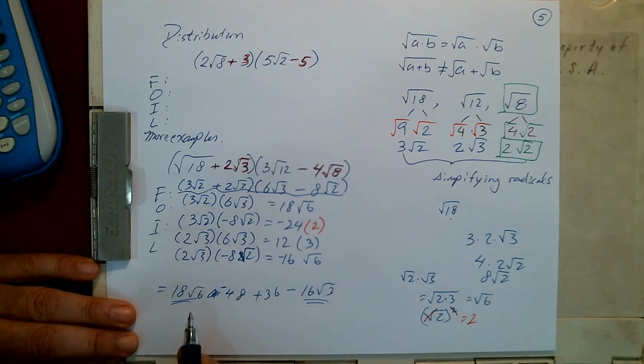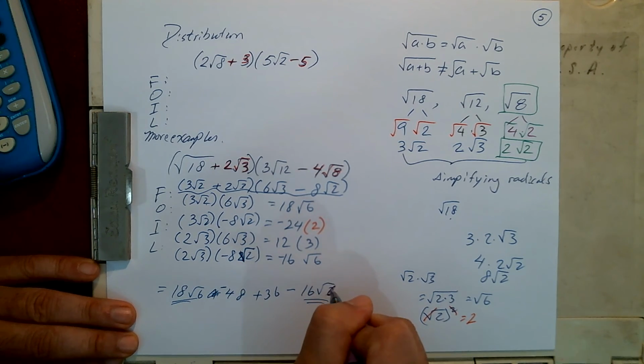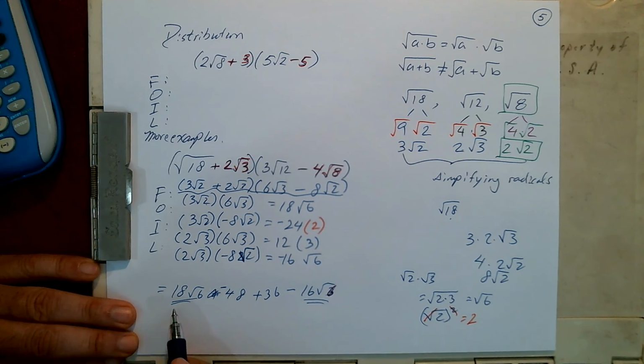These are like terms. 18 root 6 minus 16 root. No, these are not like terms. Oh, these are like terms. I miswrote it. Sorry about that. What's a root 6? So 18 root 6 minus 16 root 6 is 2 root 6. Minus 48 plus 36 is minus 12.